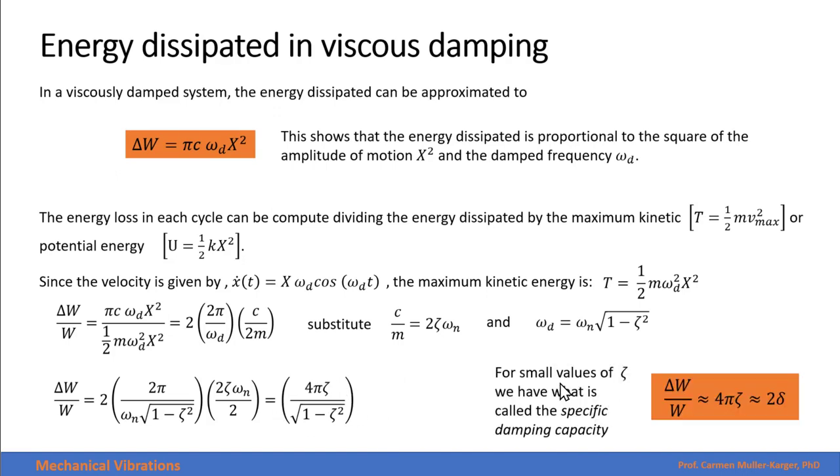For small values of zeta, we have that the energy loss per cycle can be written as 4 pi zeta, or 2 times the logarithmic decrement. And this term here is called specific damping capacity.